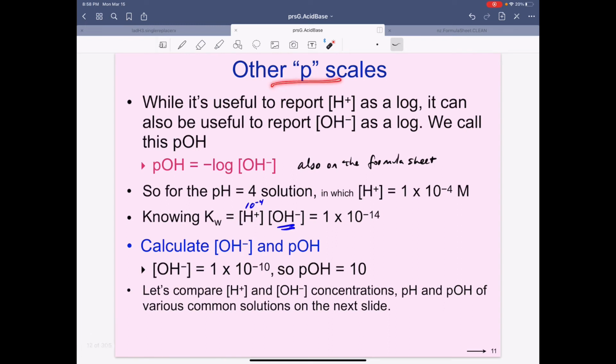There's other P scales. Again, as I said, this P really means minus log of. pOH is the minus log of the OH minus concentration. This is also on your formula sheet. And so for the pH 4 solution, where our H plus equals 10 to the minus 4th, because we learned about the equilibrium expression for all aqueous solutions, if we put in 10 to the minus 4th and we know what Kw is, we can solve for OH minus as being 10 to the minus 10th. So the pOH, minus log of 10 to the minus 10th, will equal 10.